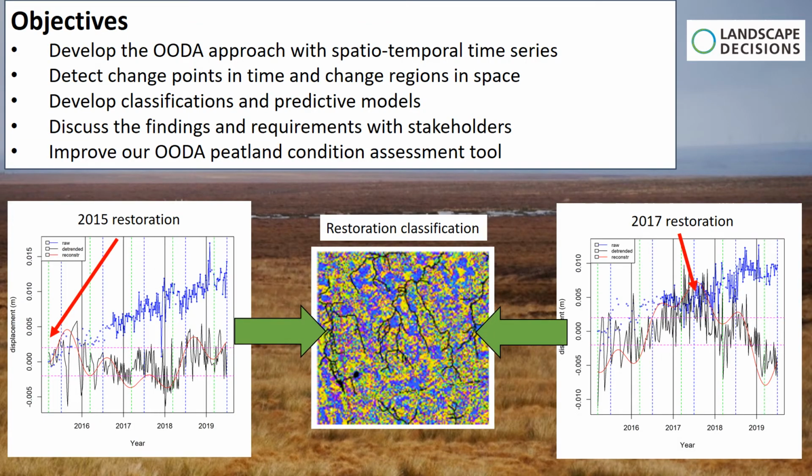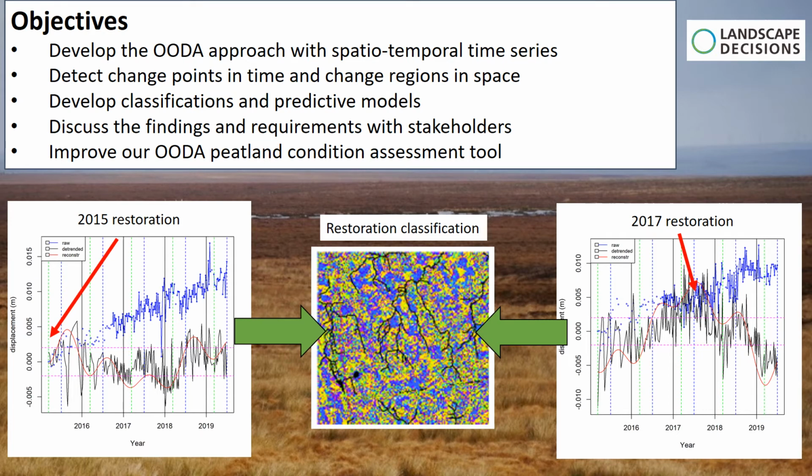Our objectives are to develop the OODA approach with spatio-temporal time series, detect change points in time and change regions in space on the time series, develop classifications, and develop predictive models from our understanding of how the time series change. We'll then discuss the findings and requirements with stakeholders, as they might not understand what we find, and we may not fully understand what their requirements are. And from this iteration, we'll then improve our OODA peatland condition assessment tool.